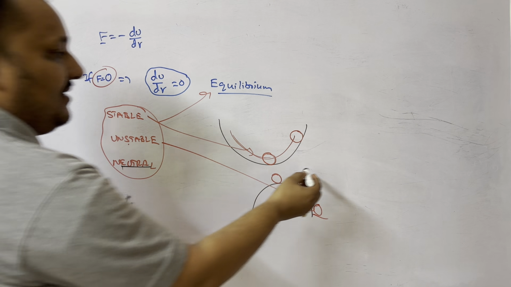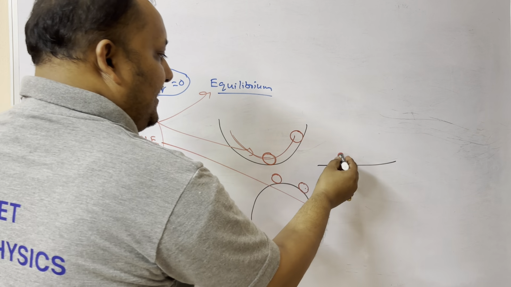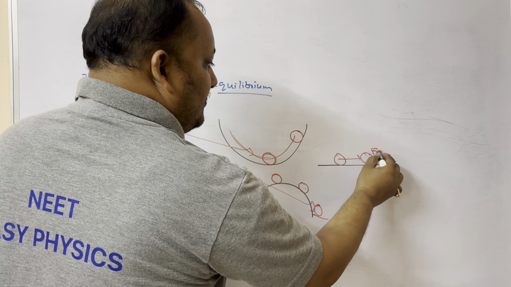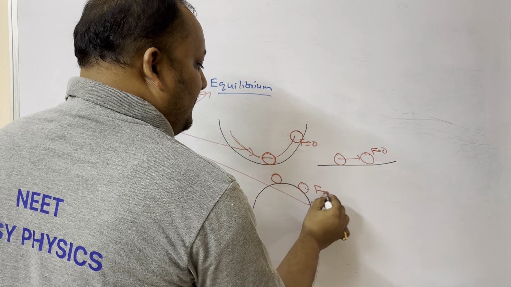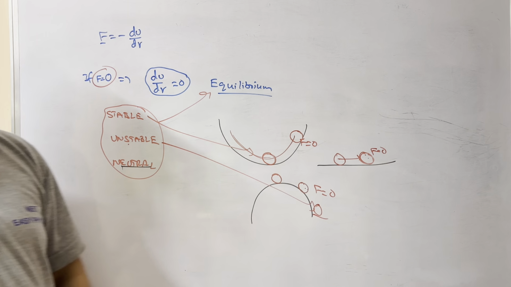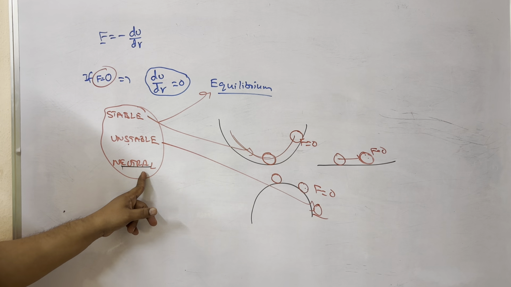Next, neutral equilibrium. If the ball is here, you apply force and then remove it, in all the cases it will stay here only, just as it was. That is called neutral equilibrium.